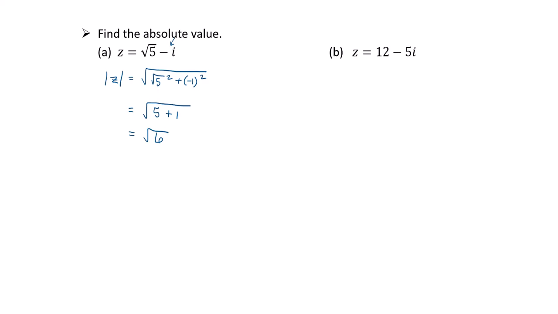For z equals 12 minus 5i, the absolute value of z will be the square root of 12 squared plus negative 5 squared. That's the square root of 144 plus 25, which is the square root of 169, which is 13.